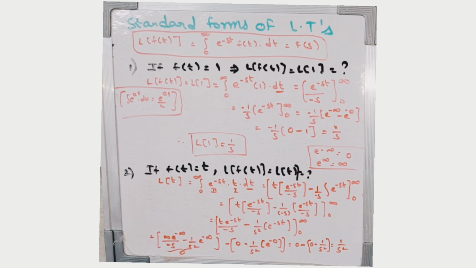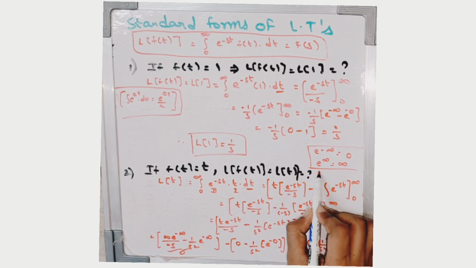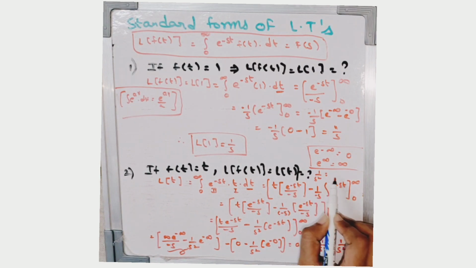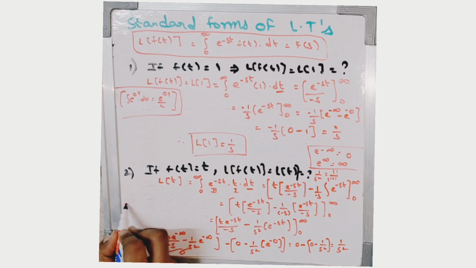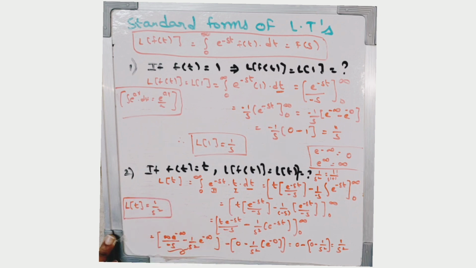And therefore the Laplace transform of f of t, that is the Laplace transform of t, is 1 by s square, or you can write 1 factorial by s power 1 plus 1. Okay, so I'll just highlight, I'm just writing here, the Laplace transform of t is 1 by s square. Okay, this is the second standard form of Laplace transform.